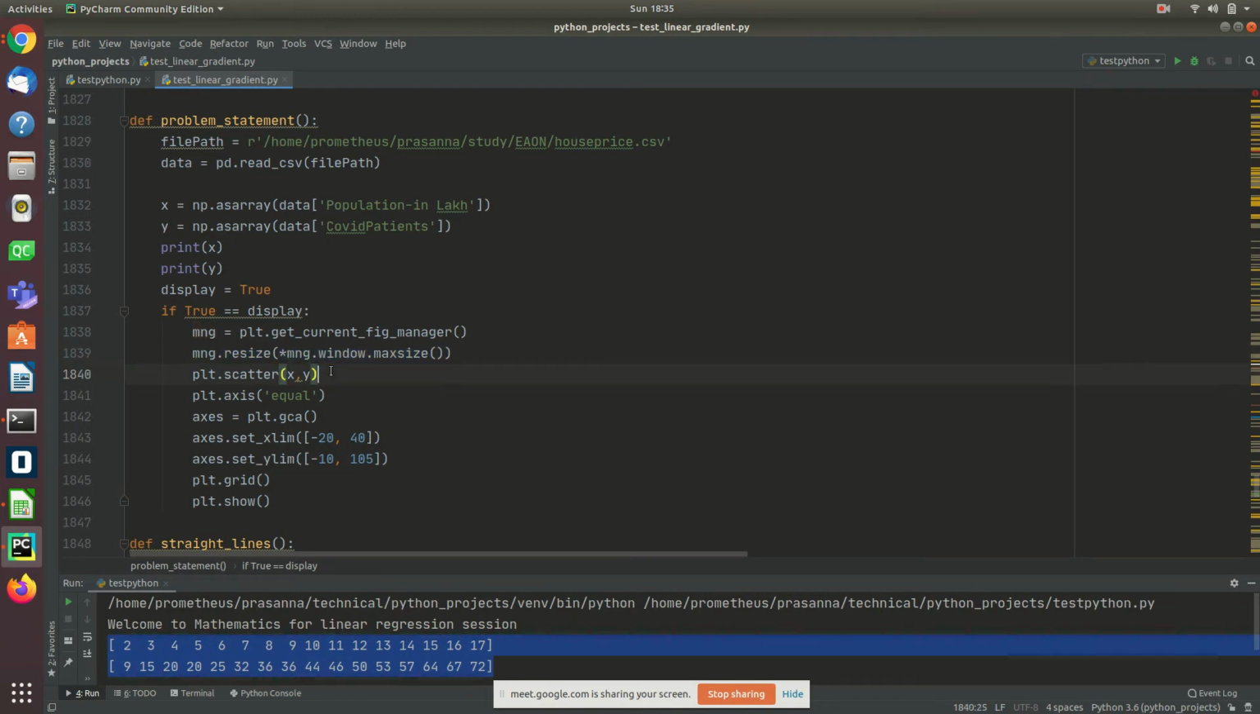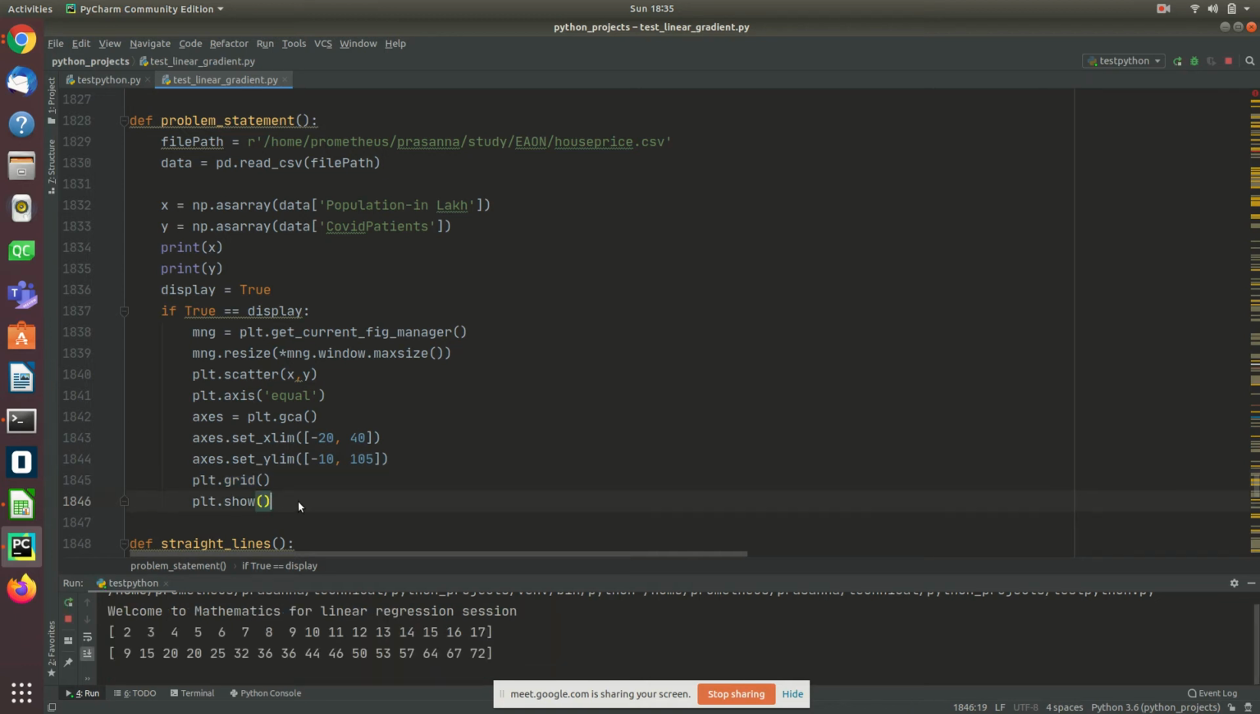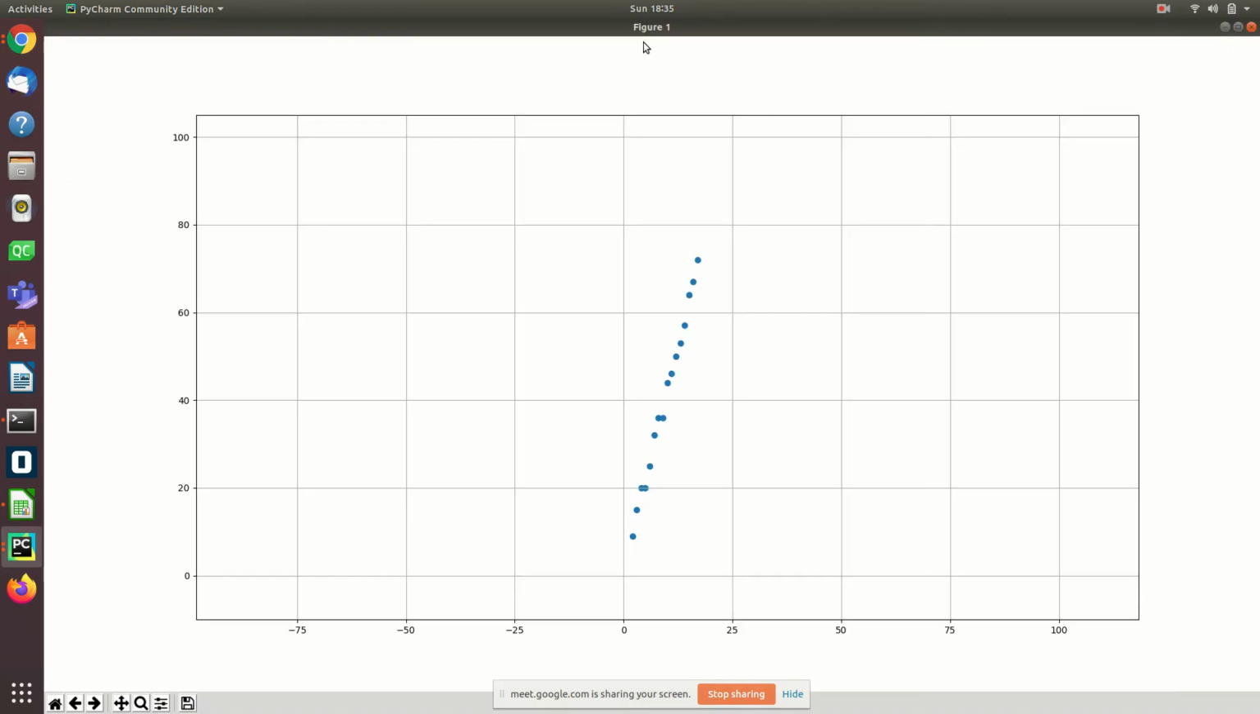I'm trying to scatter these points, and I set the axes equal because Python, depending on the max value of x and max value of y, makes either x or y small, so you will not be able to really appreciate the scale. And then I set some maximum limits to x and y. I also used the grid so that you can really visualize it. I just ran this and it looks like this.